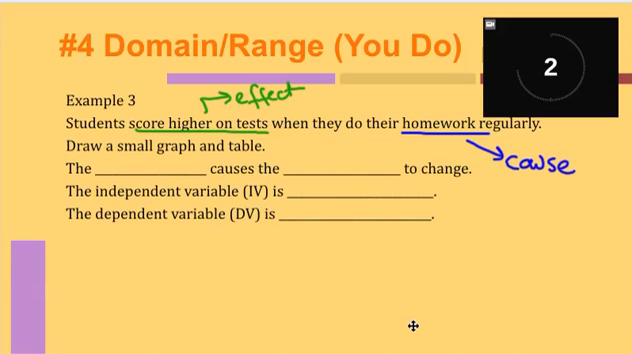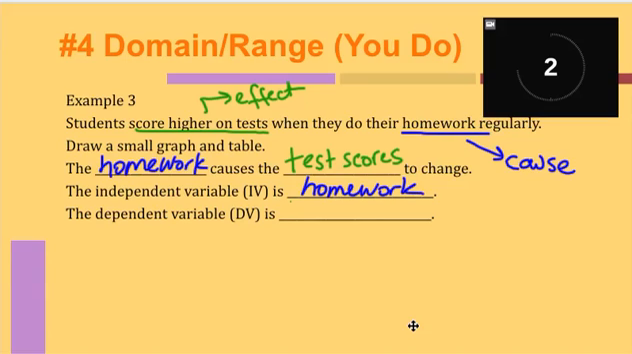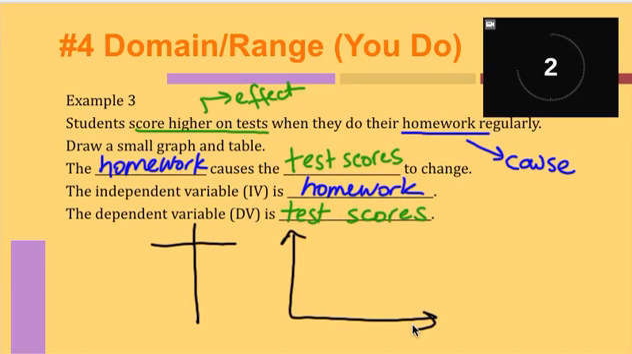So it says the blank causes the blank to change. I want to make sure that I'm putting in a noun here, so I'm going to say the homework, that one's relatively easy, causes the, let's call it test scores, to change. So again, I know the cause is related to the independent variable, so that's going to be homework. And the dependent variable, we'll go ahead and call that the test scores. Draw a quick table and graph. Again, I remember the cause is the x-axis, the effect is the y-axis.